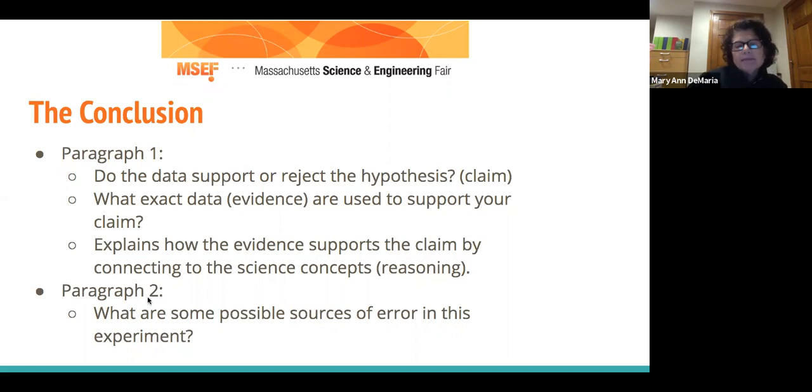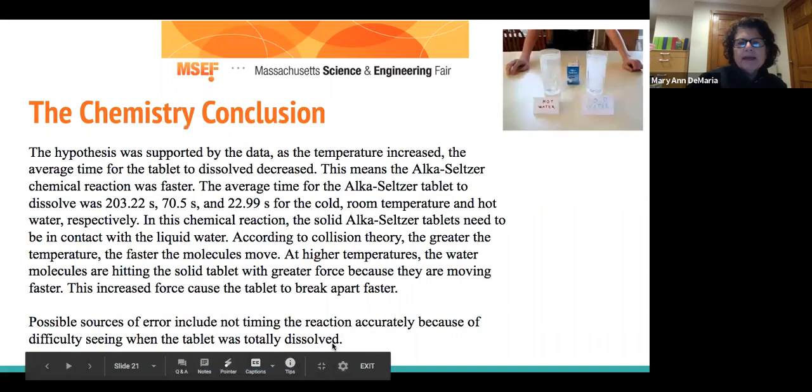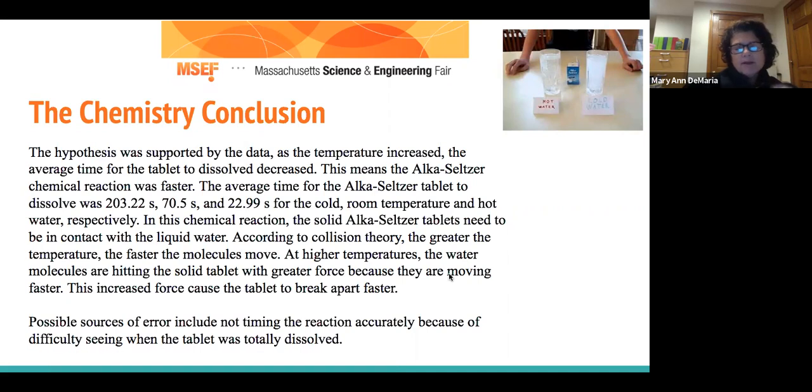And where I've simplified is the second paragraph. Paragraph 2 for me was always, what are some possible sources of error? And then how could you extend this experiment further? Now that you've got this answer, what could you do next? I kind of cut that out a little bit for this year, but I intend to always put that back in future years. But here are some examples. So this was the conclusion written for this student when they did this chemistry experiment, the Alka-Seltzer project.